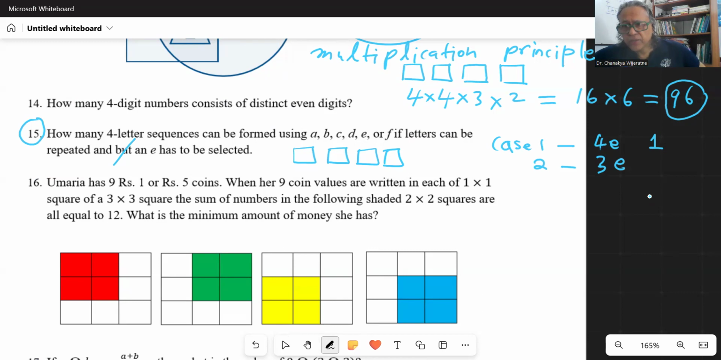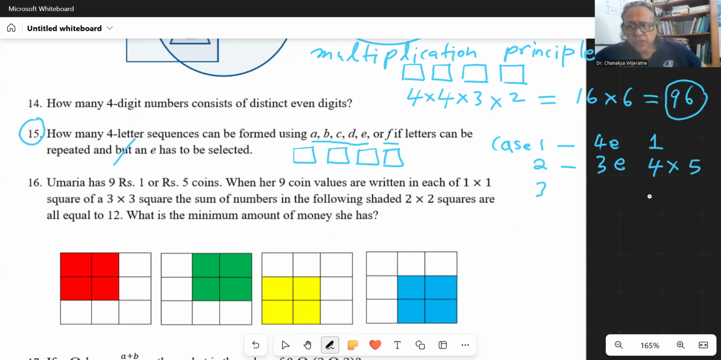And that box can be filled in how many ways? So we cannot select E. Since there are how many letters? There are actually 6 letters. So the number of ways we can select the box which doesn't contain E is 4 ways. And then that box can be filled with one of 5 letters. So it is 4 times 5.